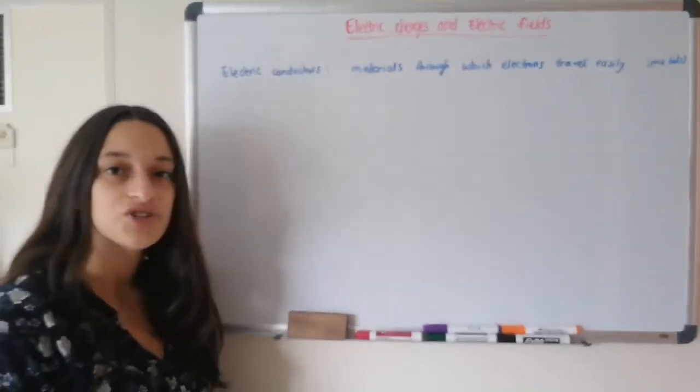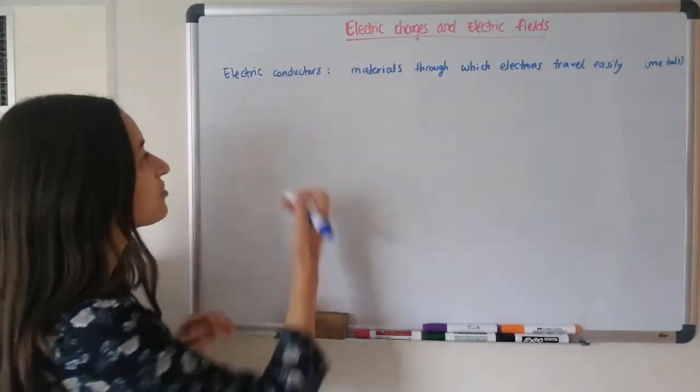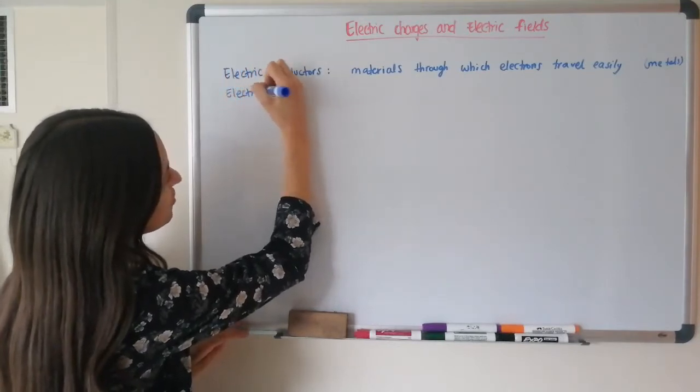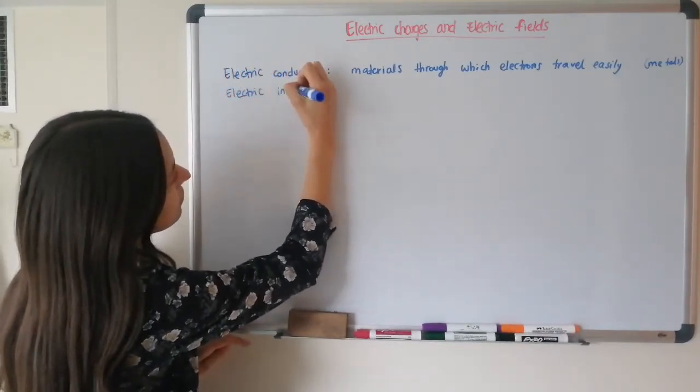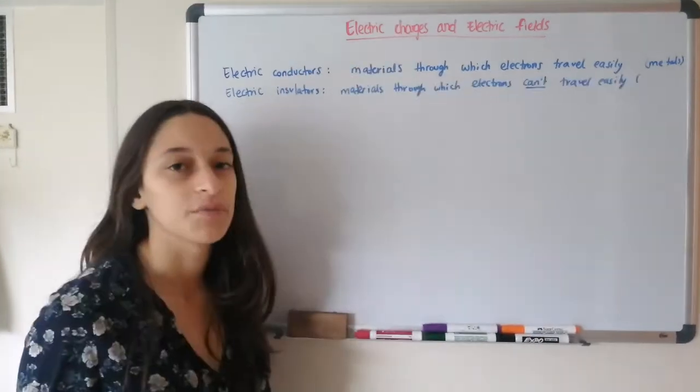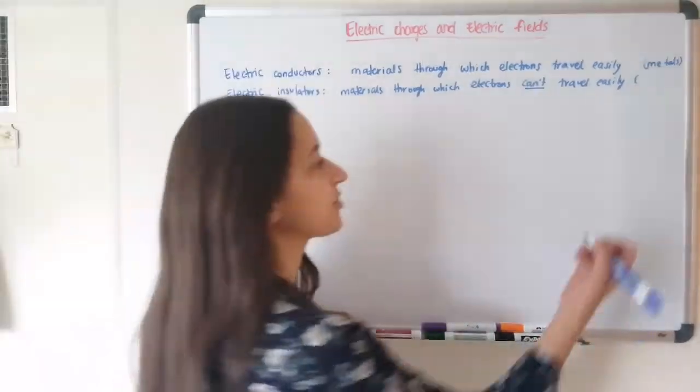And then we have electric insulators. Insulators are materials in which electrons can't travel easily. It's hard for them to move around. Some examples would be plastic and rubber.